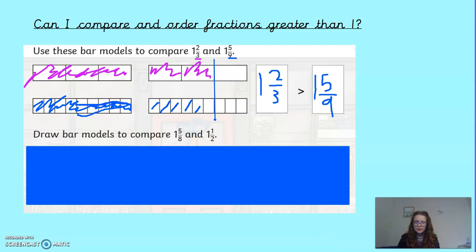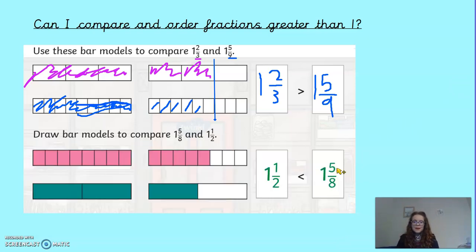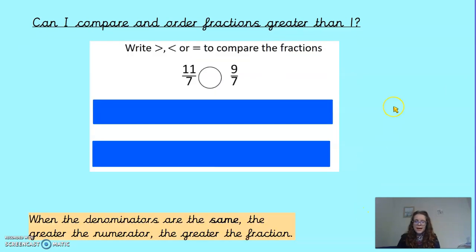Okay, I hope you've managed to compare those. Let me reveal the answer. There we go. 1 1/2 is smaller than 1 5/8. Okay, how are we going to compare these fractions? Well, here is a top fractions tip for you.